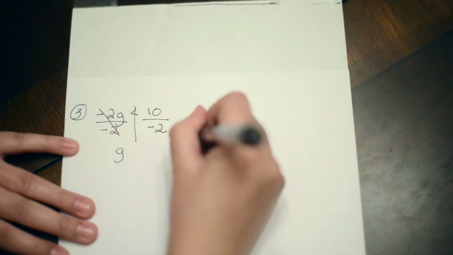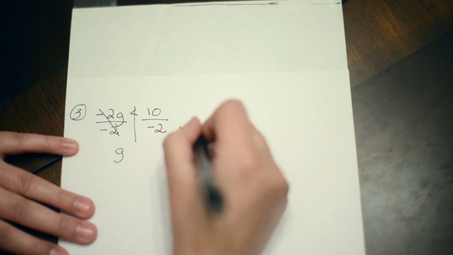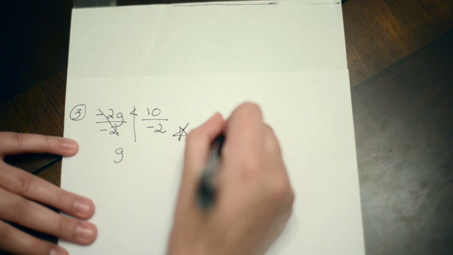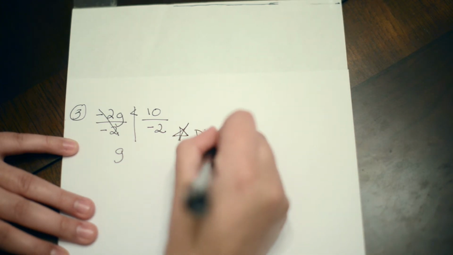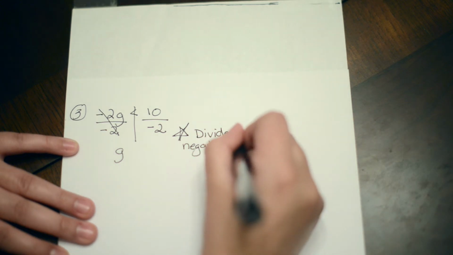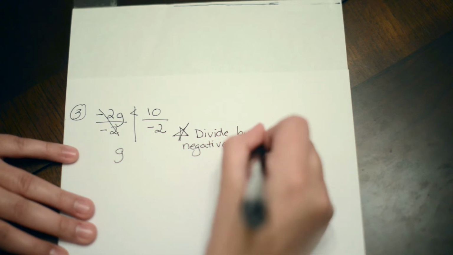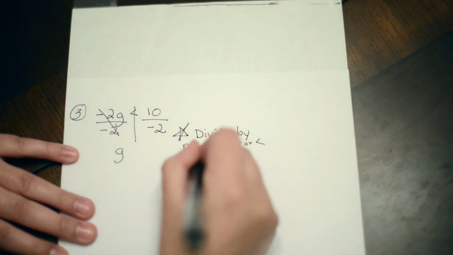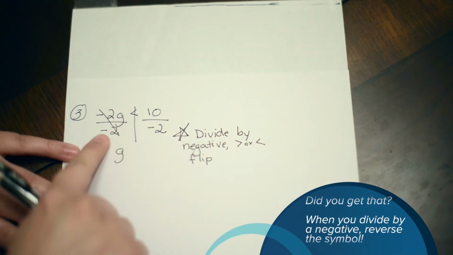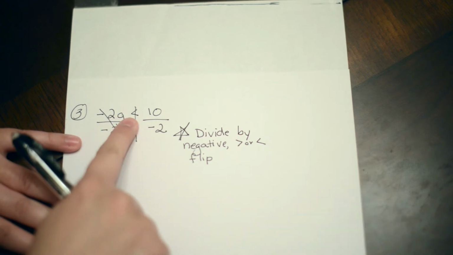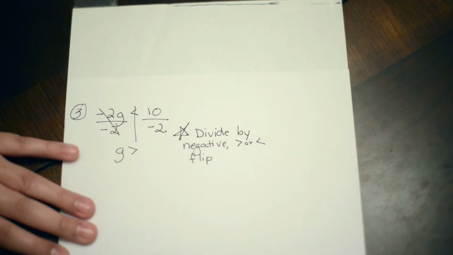However, there is a very special rule here, okay? And that special rule is whenever you divide by a negative, your inequality symbol is going to flip. So the greater than or the less than will flip. So in this case it says less than, and since we divided by a negative, it's not going to be less than anymore, you're going to flip it. So it is now going to be greater than.